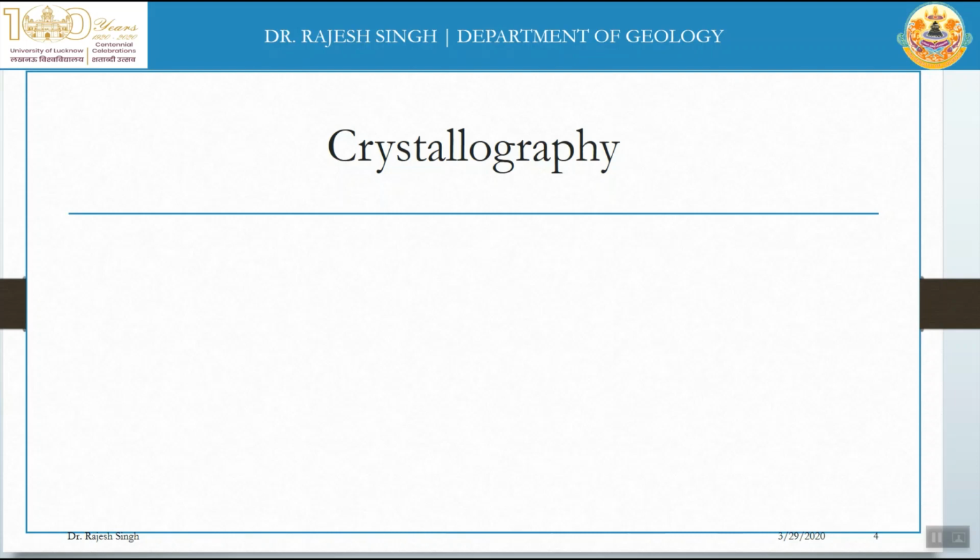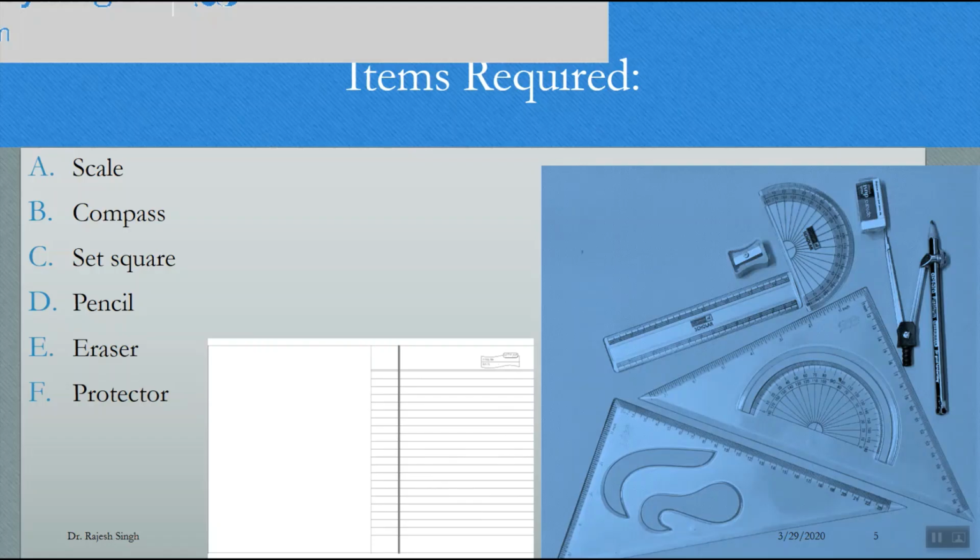As I told you, this is a practical class, so you have to follow the instructions properly and do what I am doing step by step. The items required for this class are scale, compass, set square, pencil, eraser, protractor and a piece of paper, that is, a practical book. Now stop the video and get ready with the required items.